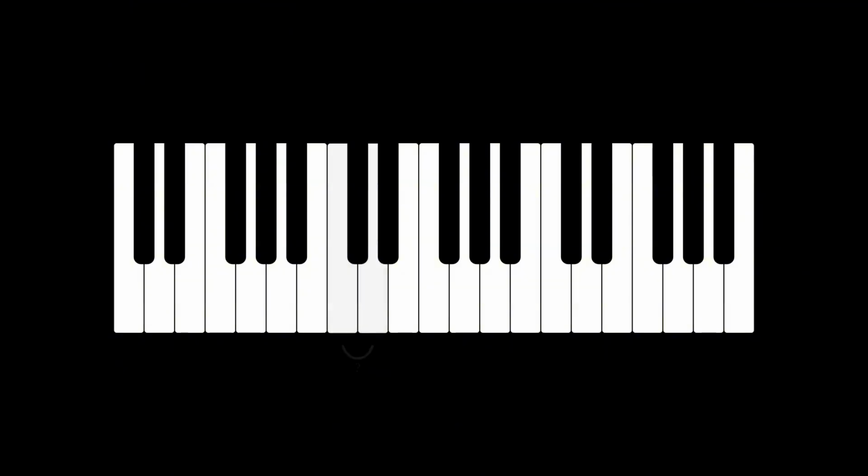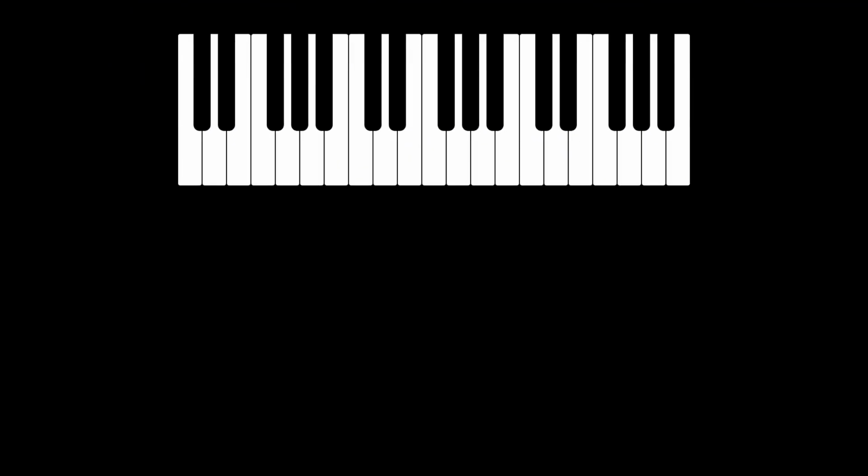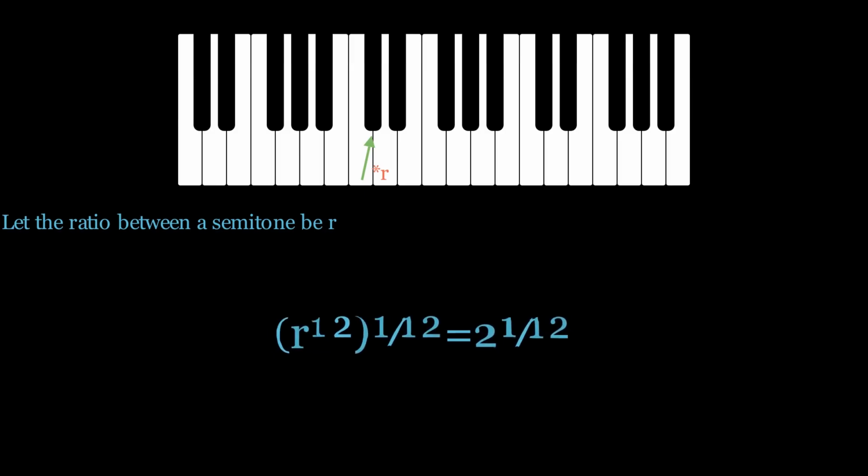How can we predict harmony? Now we already know that an octave means the frequency doubles. There are 12 equal semitone steps in one octave, and each step must multiply the frequency by the same ratio. So if between two semitones the ratio is R, then an octave is essentially multiplying R 12 times. We know that this results in 2. So we get R to the power of 12 equals 2. Solve the equation, and we get R equals 2 to the power of a 12th.